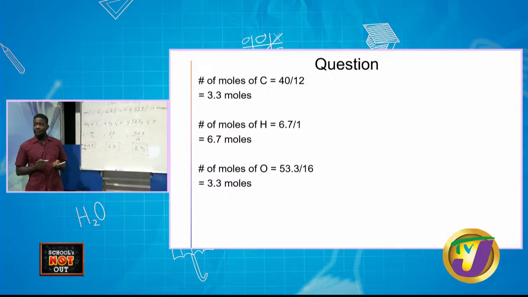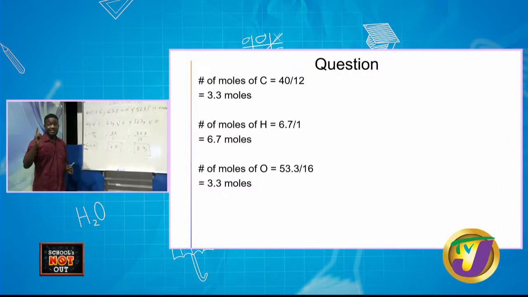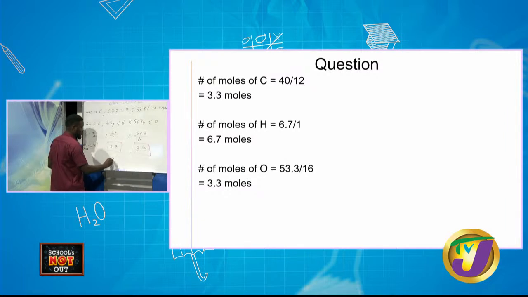What's the next step? That's right. We must divide these three numbers by the smallest one. Easily we can see that the 3.3 is the smallest one. So this is going to be 1. 6.7 divided by 3.3 is going to be 2. And this divided by 3.3 is going to still be 1. So carbon is 1, hydrogen is 2, oxygen is 1, all right?